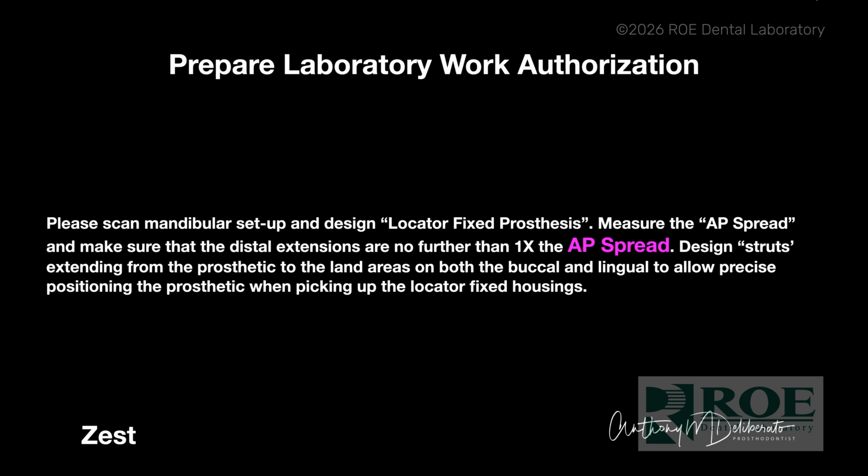Now I'm going to go through this work authorization because a lot of times I think some of the problems we have are from lack of communication from the lab. So as I send this in, what I say to my lab is, please scan the mandibular setup and design a locator fixed prosthesis. Measure the AP spread and make sure that the distal extensions are no further than 1 times the AP spread. Design struts extending from the prosthetic to the land area on both buccal and lingual to allow precise positioning of the prosthetic when I'm picking up the locator fixed housings.